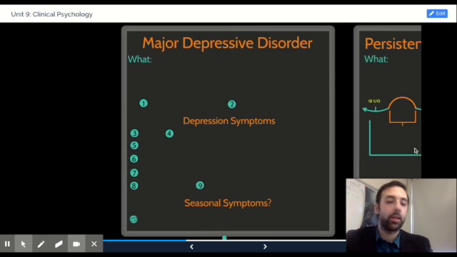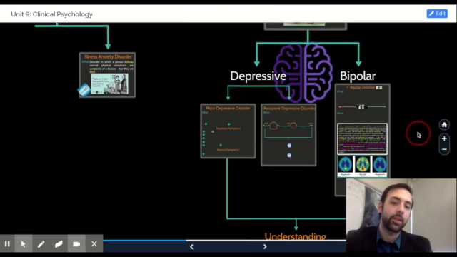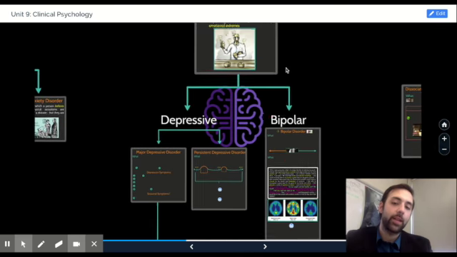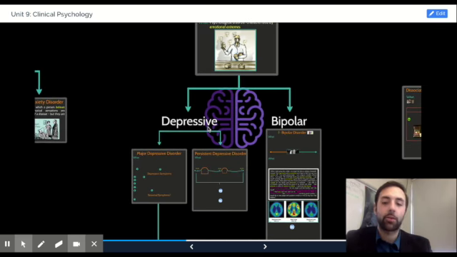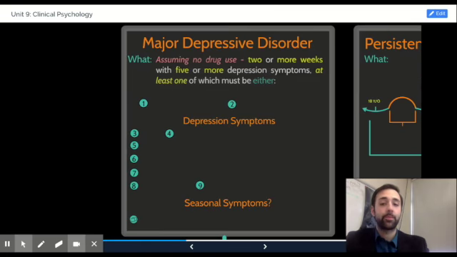Transitioning now into the actual disorders themselves, there are 2 that are classified under depression, though technically we're going to refer to a third one while talking about these 2 boxes. Then we're going to talk about bipolar disorder. So first we'll talk about depression.